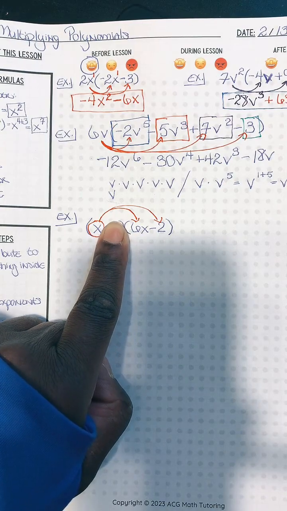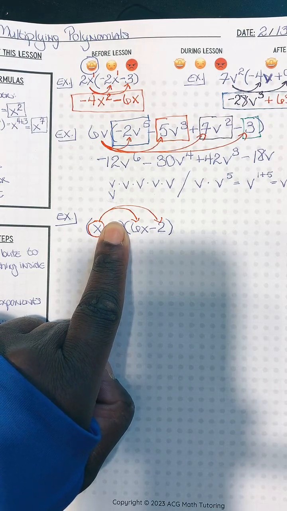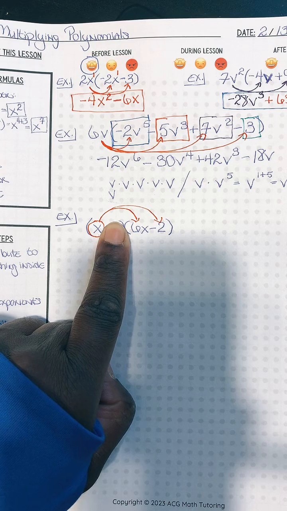Exponent is 1. Yes. And 1 plus 1 gives us our 2. All right, so I got -2x, -2x.